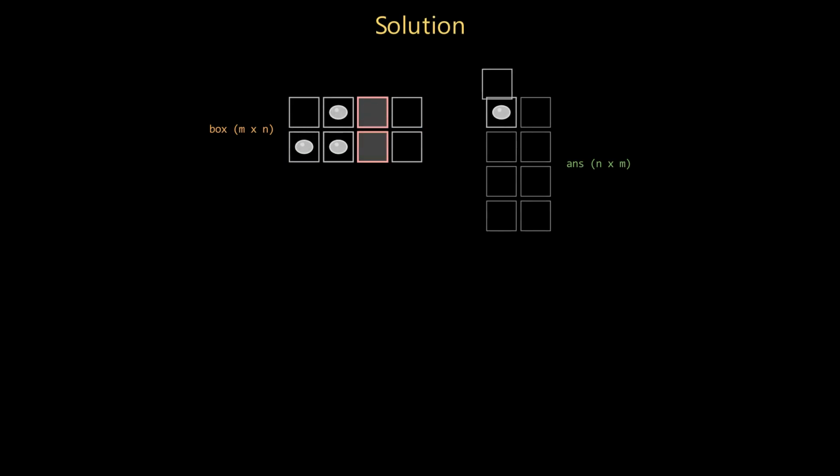Pass 2, write the answer. Cell at row BR, column BC lands at row BC, column M-1-BR. The bottom row of the box becomes the left column of the tall answer, the top row becomes the right column. After all 8 cells are placed, the result matches the expected output.